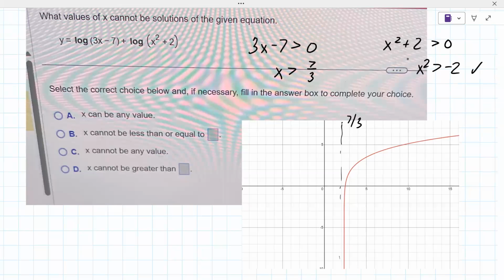So this is weird. They want to know the excluded values. So it's x cannot be less than or equal to 7/3. The reason it's that one is because it's basically the flip of this. Rather than it being greater than, it would be a less than or equal to situation when you flip it.